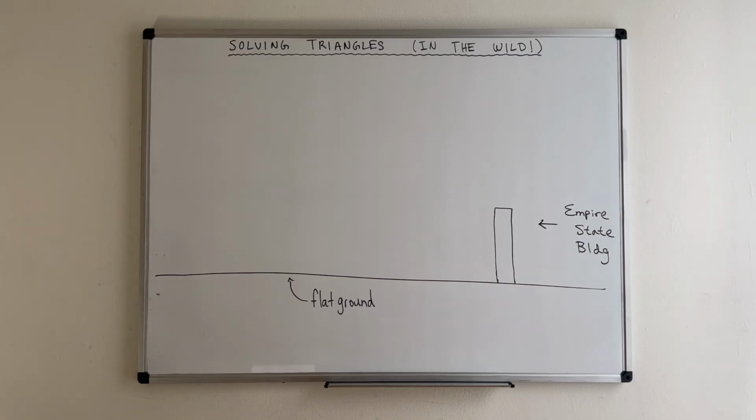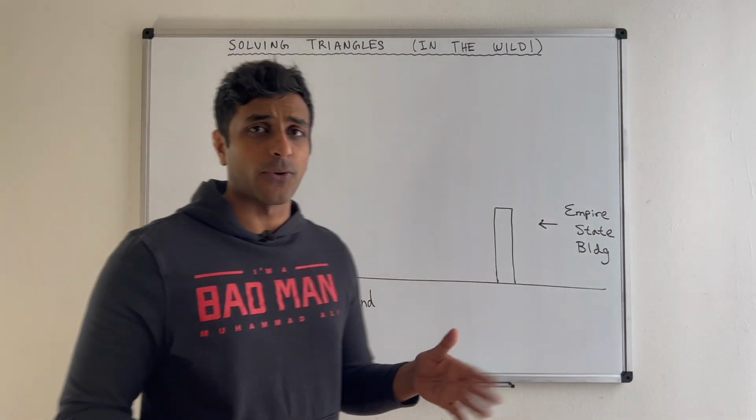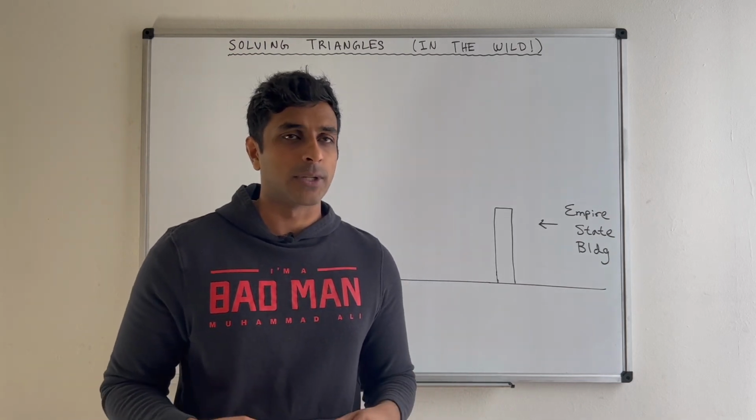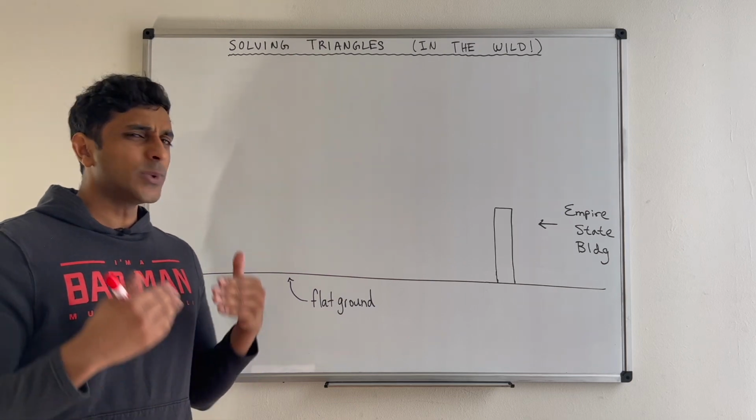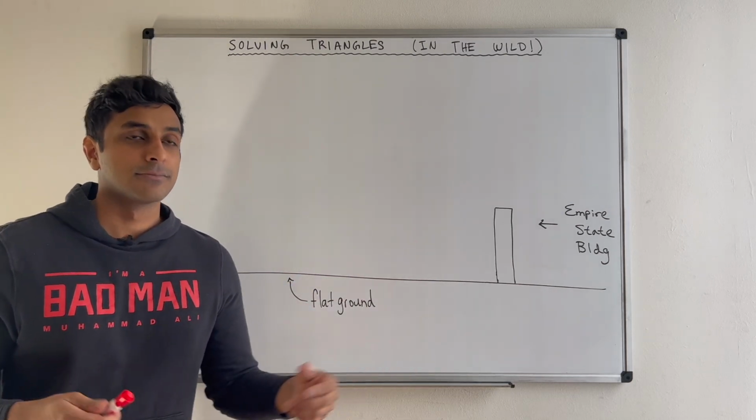In the last video, we used trig to determine how far away from shore we were when we were on a boat. Let's try something a little different, without just looking it up somewhere. How can we estimate the height of the Empire State Building?